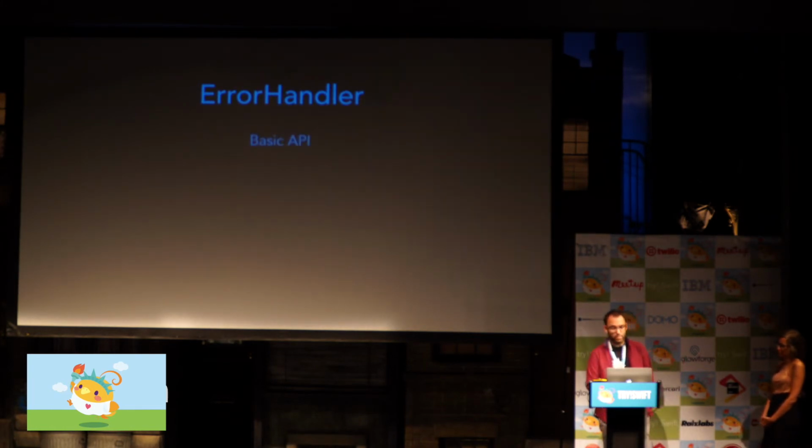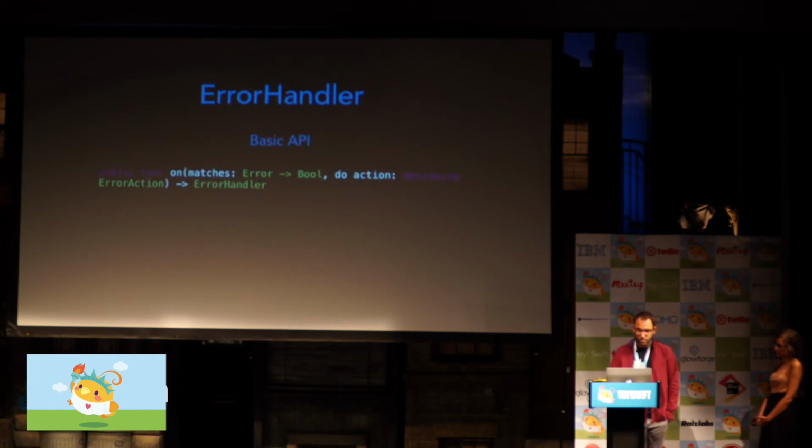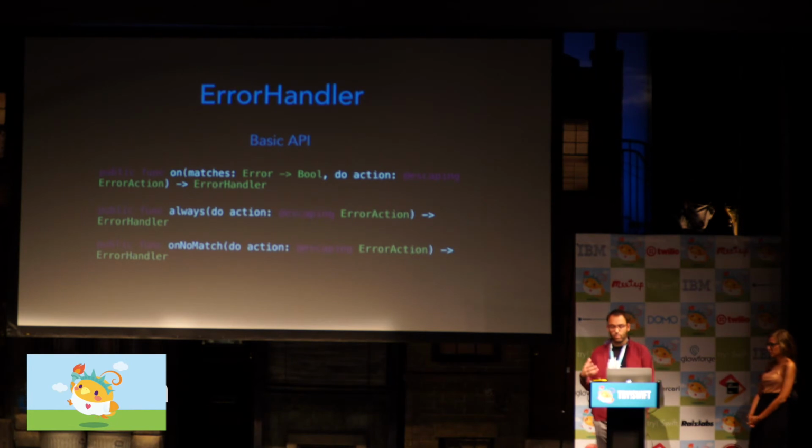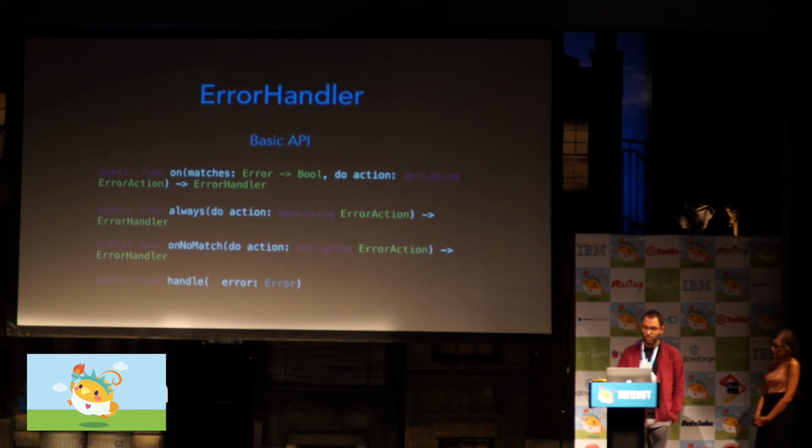So let's dive into its basic API. Most of the functionality of the library is enclosed inside the Error Handler class. Using an Error Handler, you can add actions, which are basically closures that will be executed when an error matches, meaning a matches closure returns true. You can also add actions that will be executed for any error. You can add actions that will be executed when there is no match. And the way to handle an error is to pass it in the handle method of the error handler.